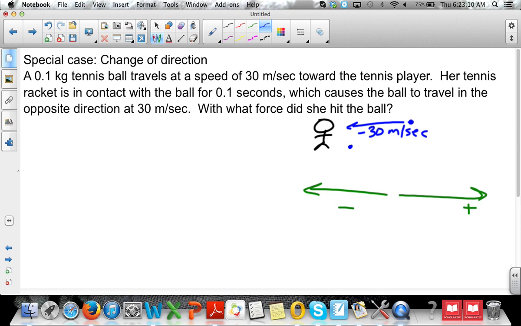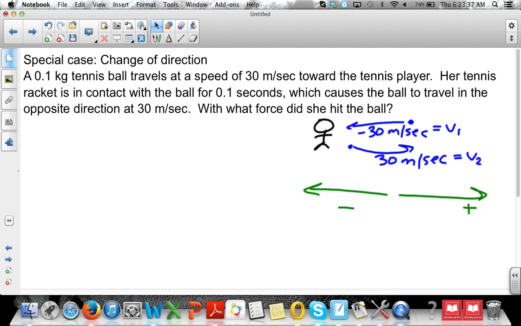Okay, I'm going to just draw that down here. So the ball comes over to the tennis player and then it gets hit this way again, and it's going to be going that way at 30 meters per second. And this time it's a positive 30 meters per second because it's going in the positive direction. So that means that my initial velocity, v1, is this negative 30, and my final, v2, is the positive 30. So now I'm going to write my formula.